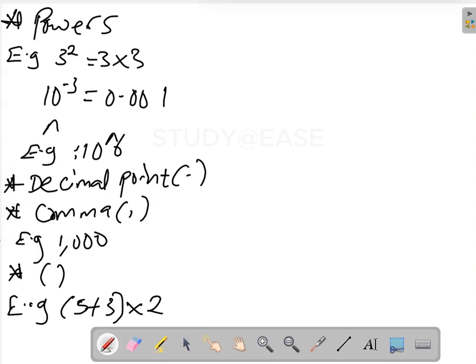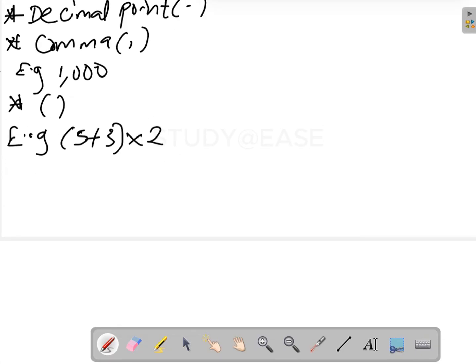Moving on, percentages are another concept in mathematics. Percentage, with the symbol, simply means out of 100. Let's say we have an example, 50%. This simply means 50 out of 100.